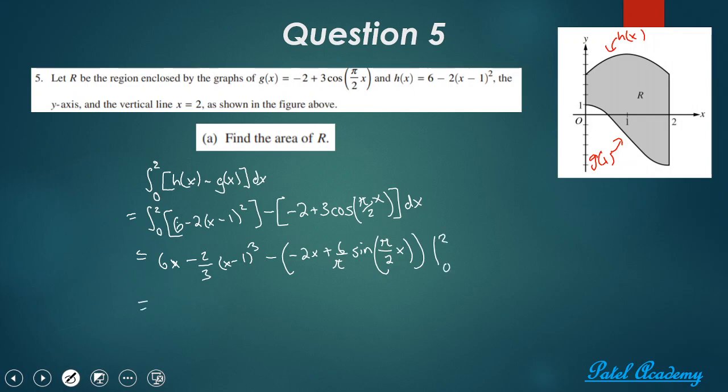Alright, now I'm just going to do a little bit of cleaning up. So this negative 2x will become plus 2x. So I get 8x minus 2/3 times x minus 1 cubed. And then minus 6 over pi times sine of pi over 2x, evaluated from 0 to 2. I'm just doing some quick math in my head.